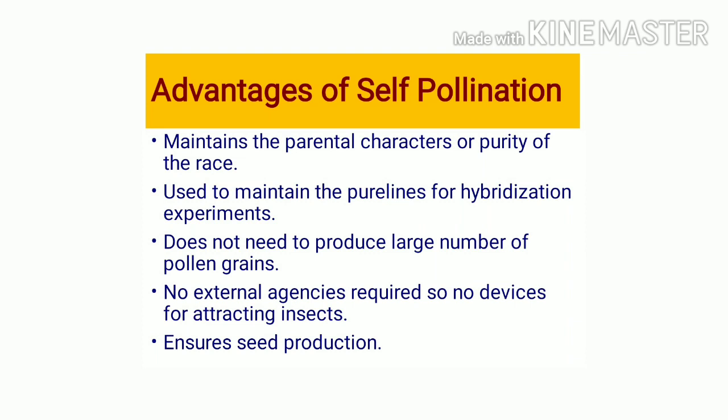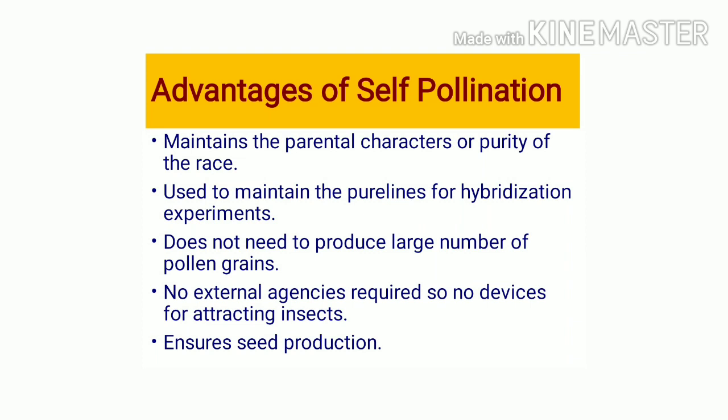The next advantage is that self-pollination is used to maintain pure lines for hybridization experiments. In hybridization, as we know, two different plants are crossed with each other, and if we need to study the hybrid individuals, it is essential to maintain their pure lines. So in that case, the hybrid individuals are self-pollinated. Self-pollination helps in hybridization experiments to maintain the pure lines.